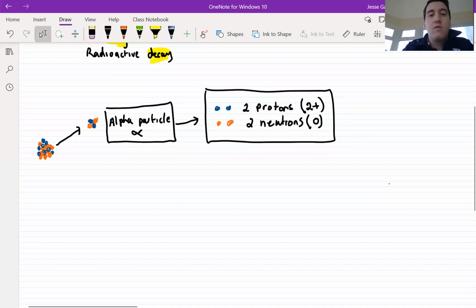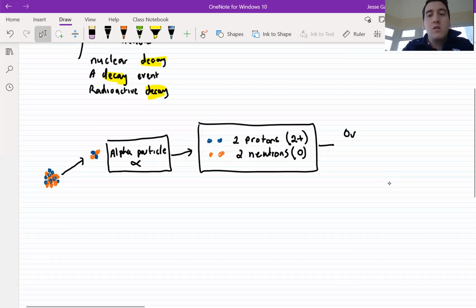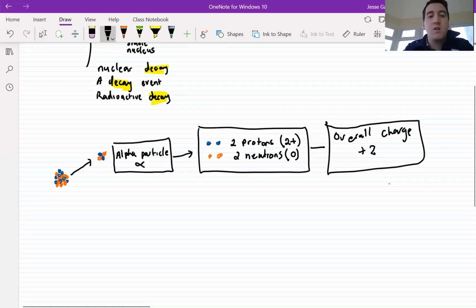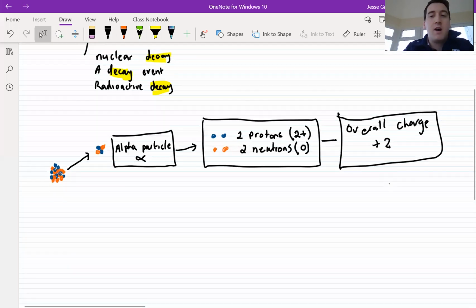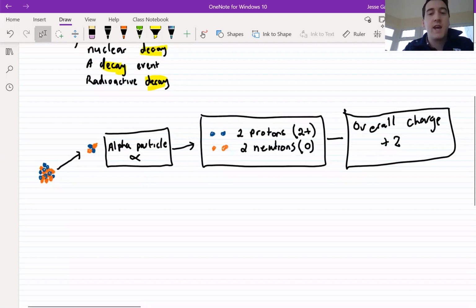That gives us an overall charge of an alpha particle of +2. There are no electrons to balance out the protons' charge. So that is an alpha particle, and it's the first type of radioactive particle or radioactive decay. So alpha particles are emitted from radioactive isotopes, and they have a +2 charge.